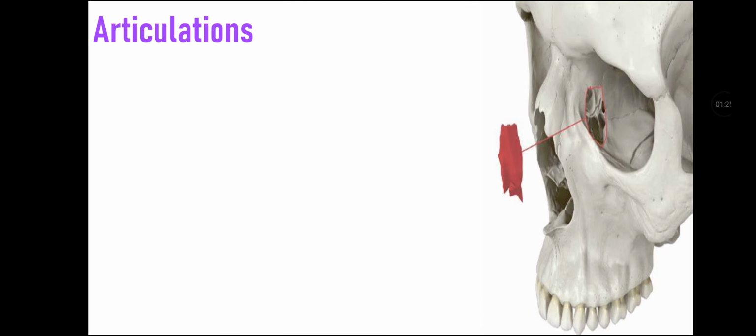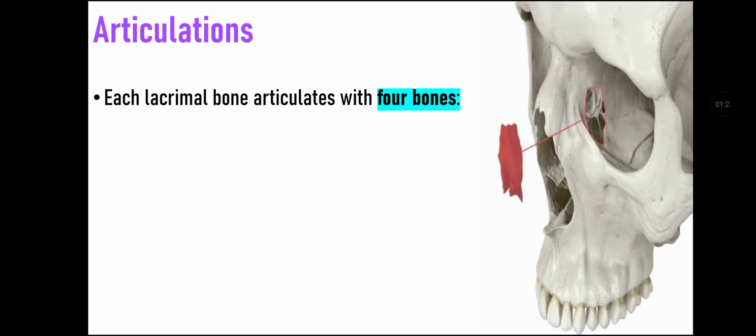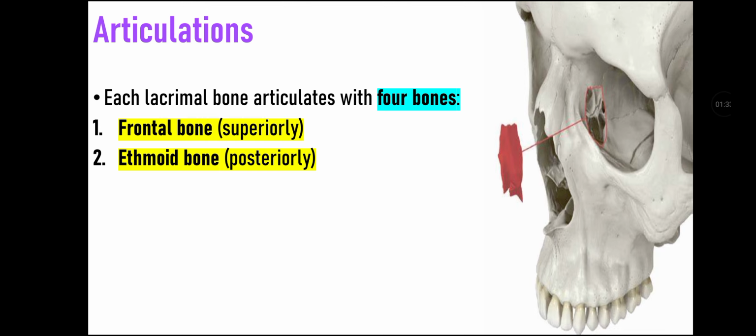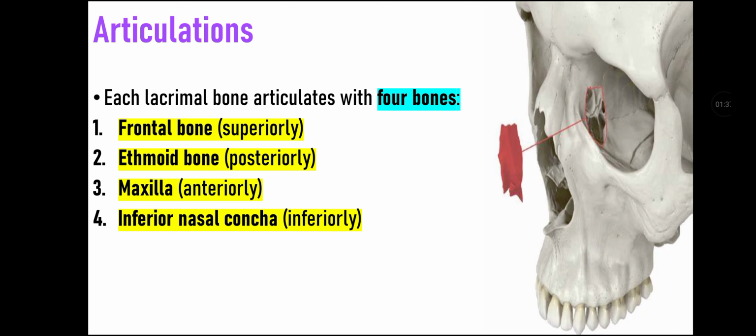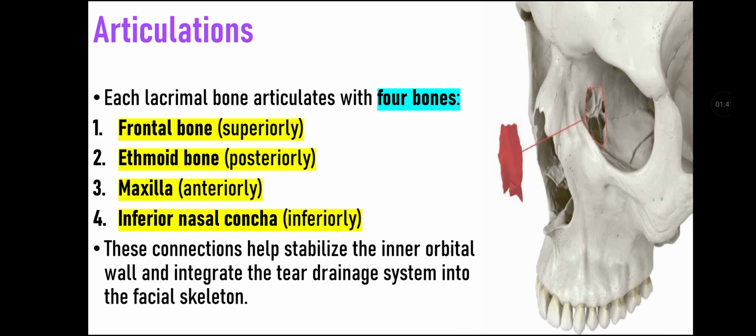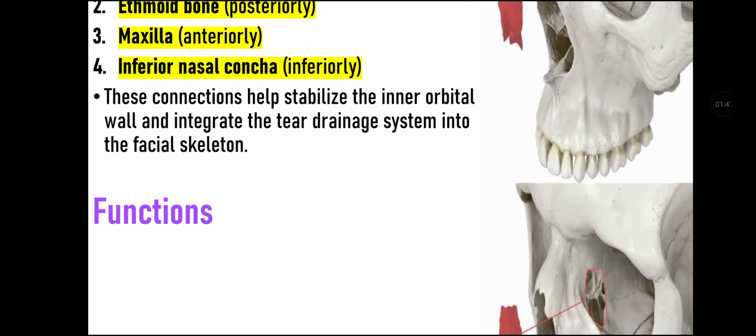Now let's talk about the articulation of the lacrimal bone. Each lacrimal bone articulates with four bones. They include: superiorly it articulates with the frontal bone, posteriorly with the ethmoid bone, anteriorly with the maxilla, and inferiorly with the inferior nasal concha. These connections help stabilize the inner orbital wall and integrate the tear drainage system into the facial skeleton.